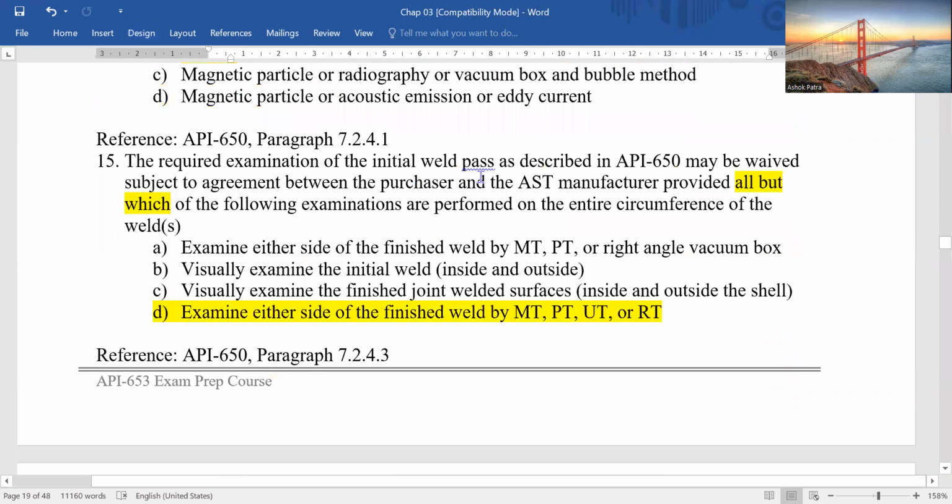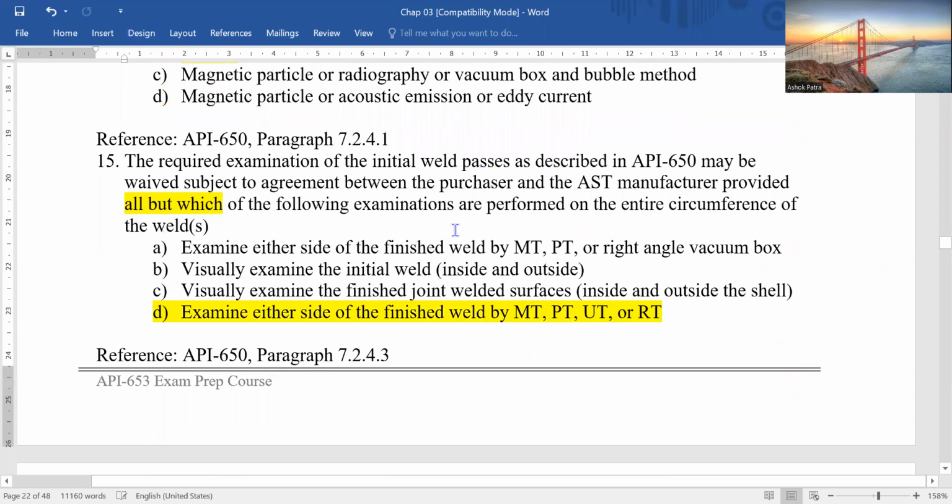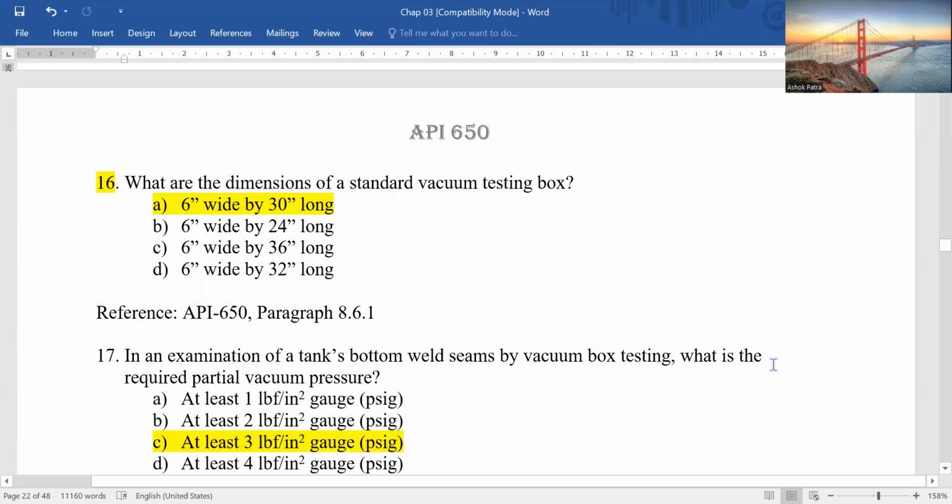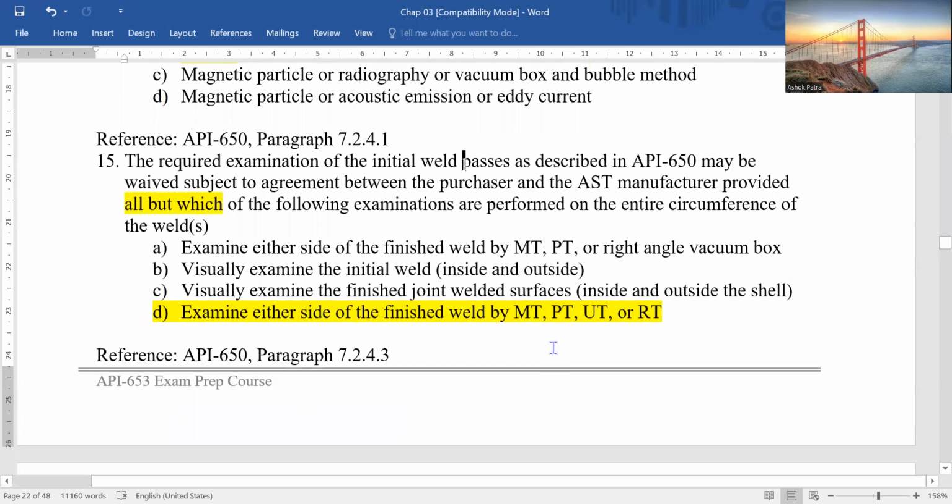The required examination for the initial weld pass, as described in API 650, may be waived, subject to agreement between purchaser and AST manufacturer, provided all but which: examine either side of the finished weld by MT, PT, UT, RT. No, this is all but which, this is not required. Examine either side of finished weld by MT, PT or right angle vacuum box. Visually examine the initial weld inside and outside. Visually examine the finished joint, welded surface inside and outside the shell. Those are okay. And not okay is this one, MT, PT, UT, RT.